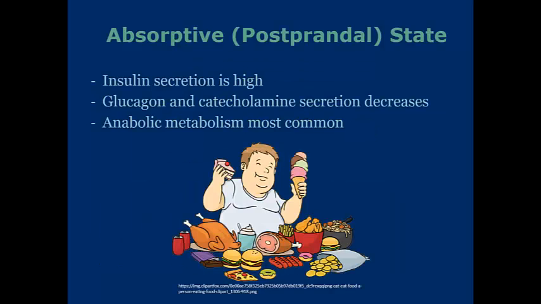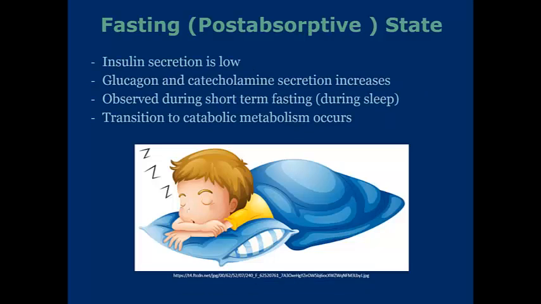The first is the absorptive state, or postprandial. This is when insulin secretion is the highest and glucagon and catecholamine secretion is decreased. Anabolic metabolism is the most common. This is often called the fed state because this is after we've eaten, so we've got a lot of food going around, meaning that we've got a lot of glucose floating around. This is why insulin levels are going to increase so that we can start to absorb the glucose that's floating around in our system.